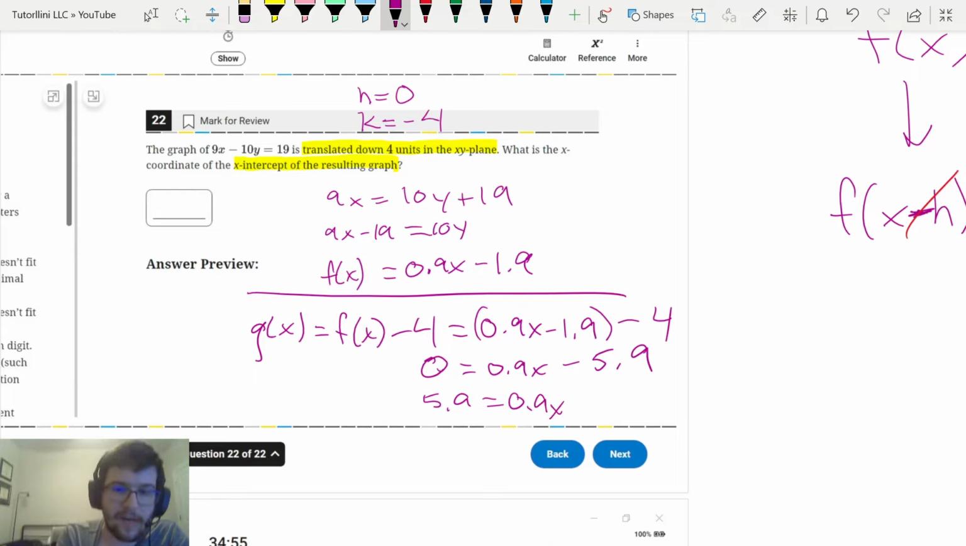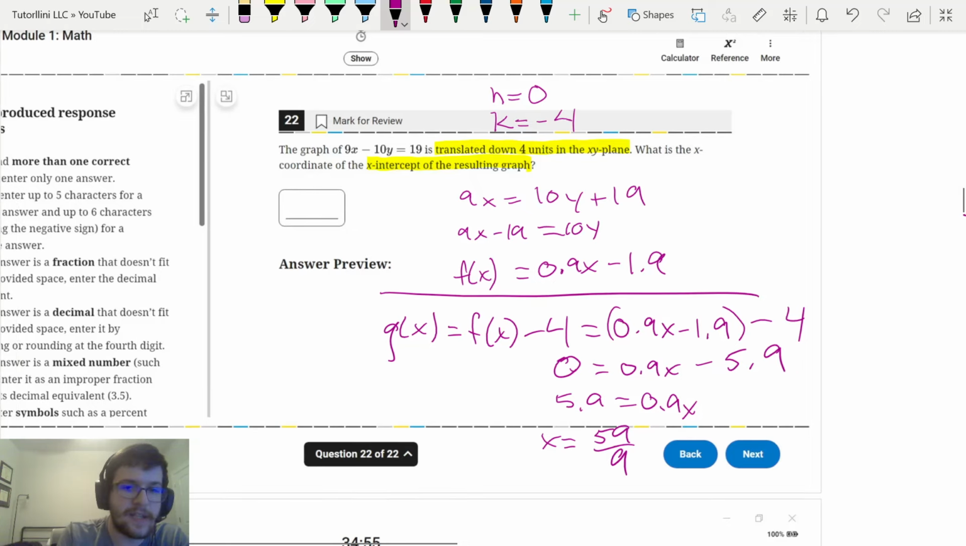And then divide both sides by 0.9. And the calculator tells me 59 over 9. And that is the answer. I think there was another way to write it. Let me pull that up really quickly.